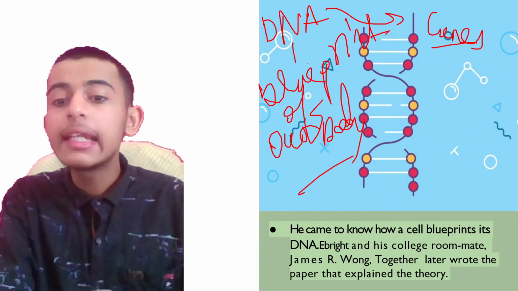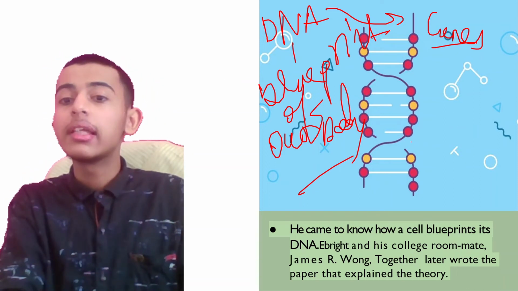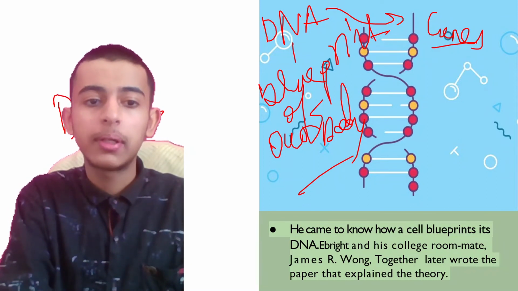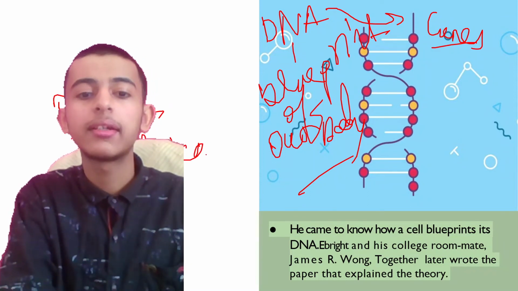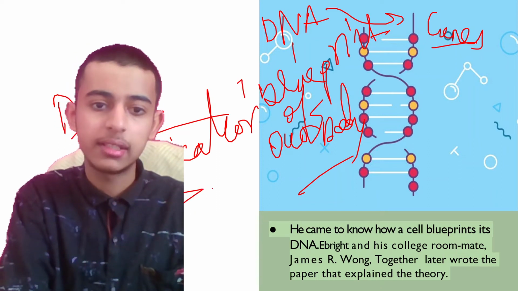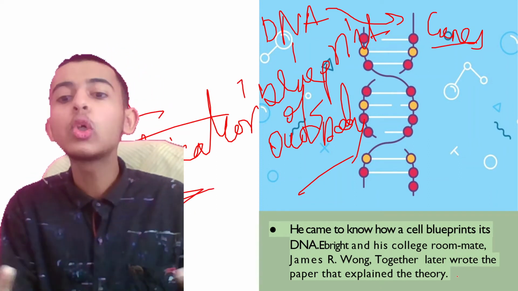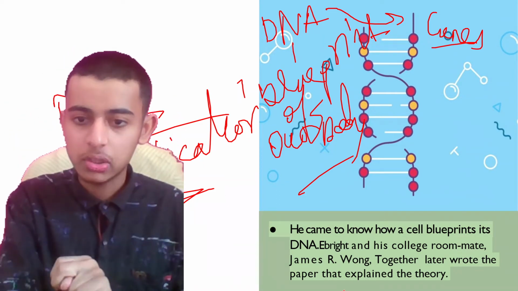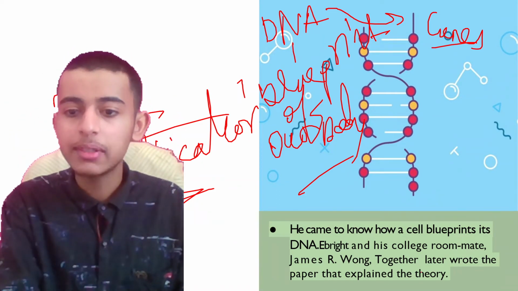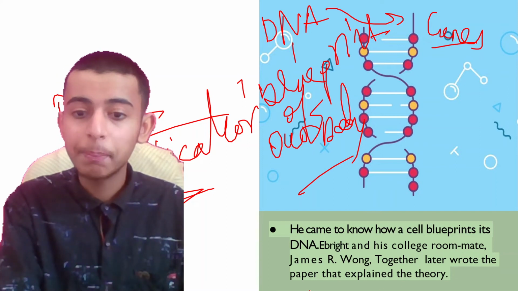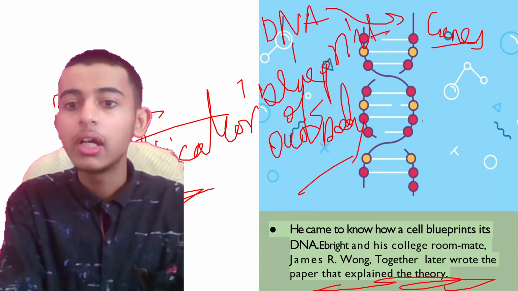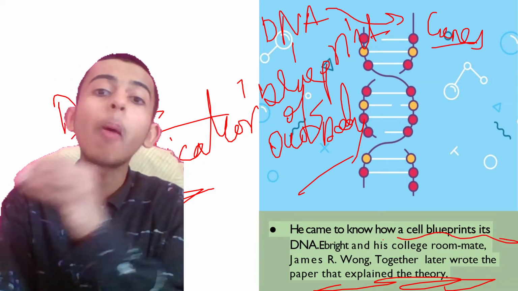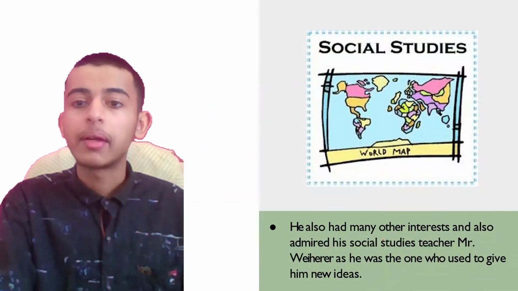Basically, this is talking about DNA replication. You'll read in 12th grade, in molecular basis of inheritance, that DNA divides into two copies. You've read it in DNA replication. Ebright and his college roommate James Armstrong later wrote the paper that explained this theory, how a cell blueprints, that is copies, its DNA exactly.